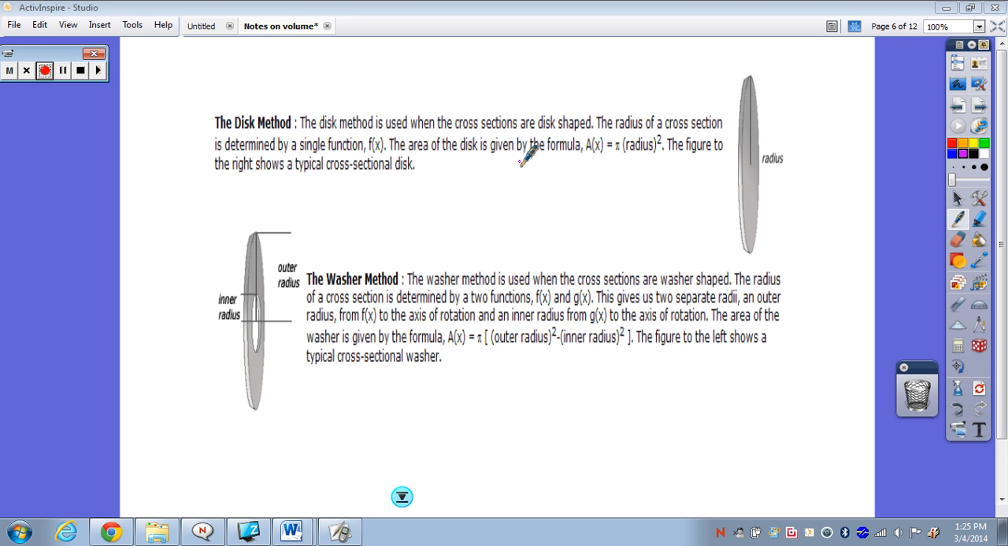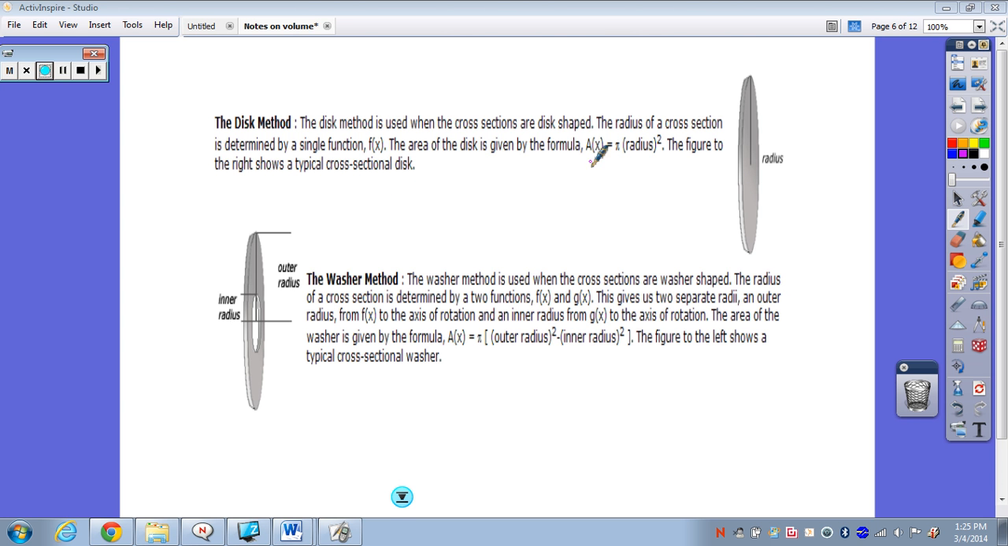Okay, today we're going to do the second video on volume, and I think this is definitely the hardest one. So we'll do a bunch of practice in class with this. We learned last class the disk method. We use it when the cross sections are shaped like disks, and the radius of a cross section is determined by a single function f of x.